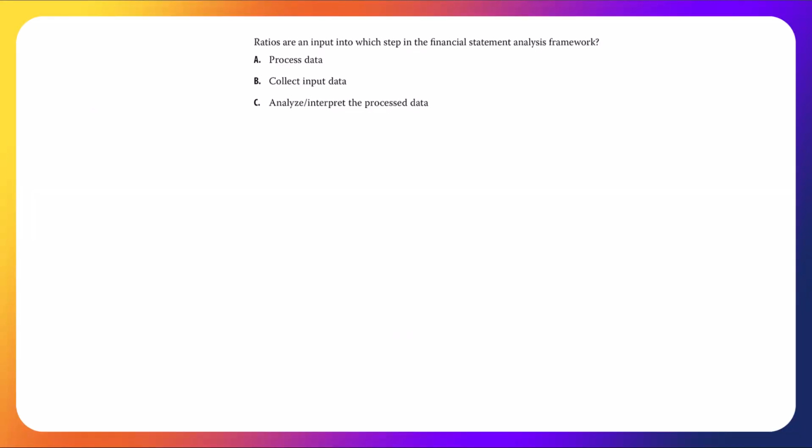Ratios are an input into which step in the financial statement analysis framework? Process, collect, and analyze or interpret the processed data. Well, we can't process data until we've collected it. That is step one. Processing data turns it into a manageable set of data. And then you start to analyze and interpret it by calculating ratios. Some of this analysis and interpretation is the calculation of ratios. So it's got to be C.